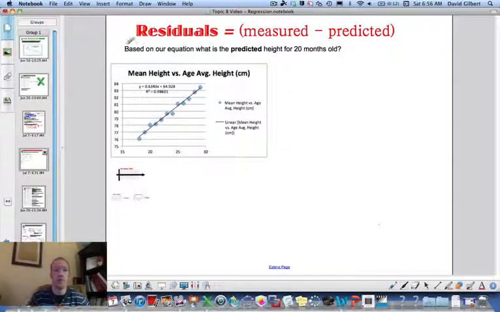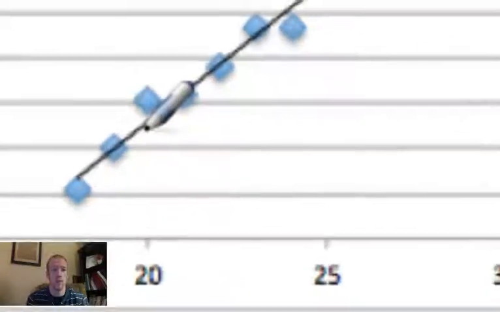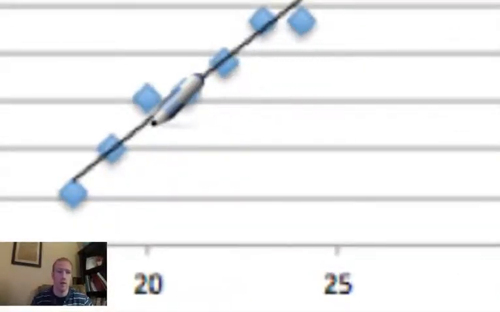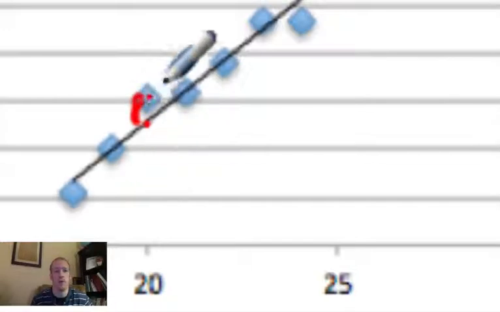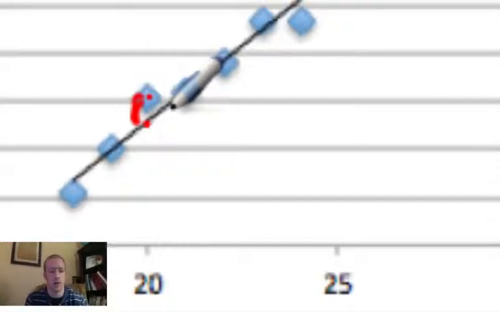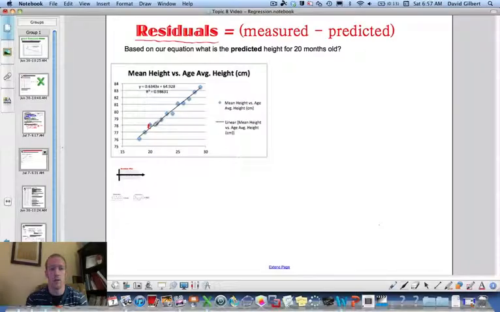Alright, so residuals. Basically, all that means is the difference between what our predicted value is and what the actual value is. So on our line here, this would be the predicted value at 20. Here's what the actual measured value was. So this difference here is a residual. Now I had to zoom in because this was a very good fit, so the residuals were very small. Alright, if the residuals are larger, that means there's a weaker correlation.